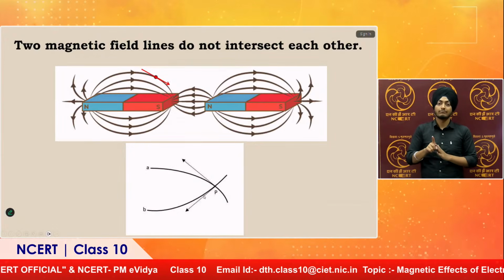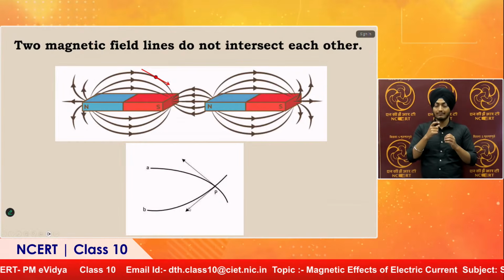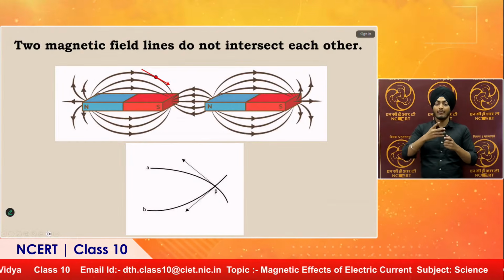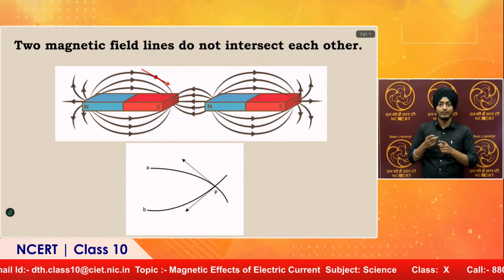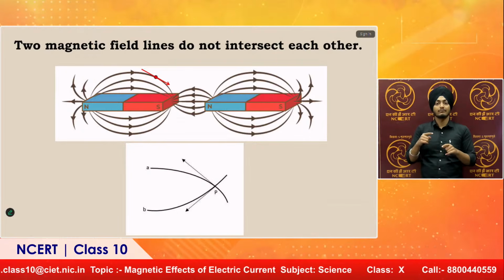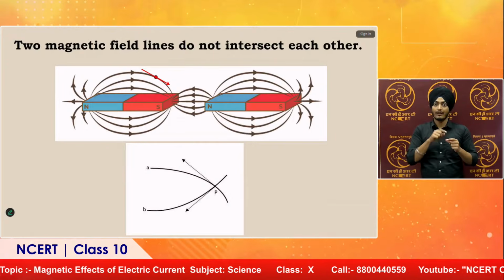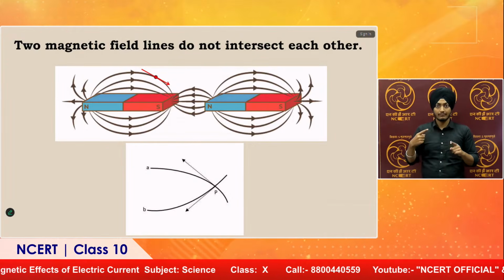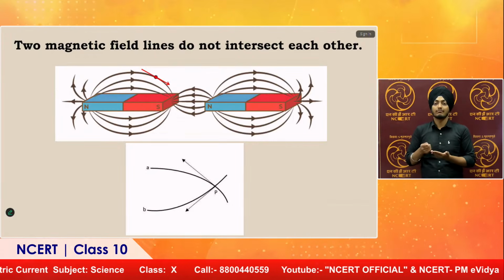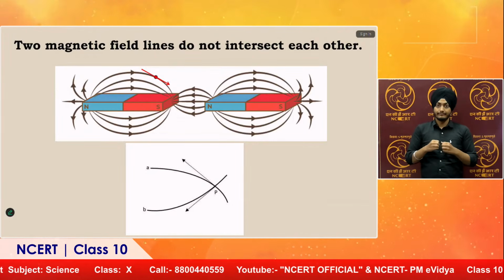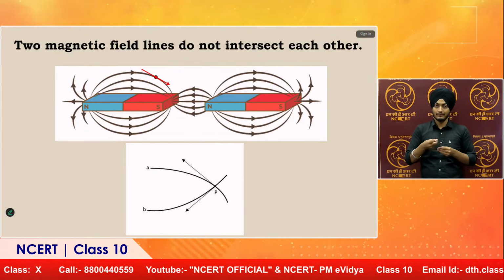If I draw a tangent for the curve B at the point P, it goes down. If you look at the point P, you will get two directions for the same magnetic field. So this will not be possible. At any point, the magnetic field should be in one direction only. But if the lines intersect, then it will show the magnetic field in two directions. So this is not possible. So the magnetic lines never intersect. Even though they are very close to each other, they will not intersect with each other.